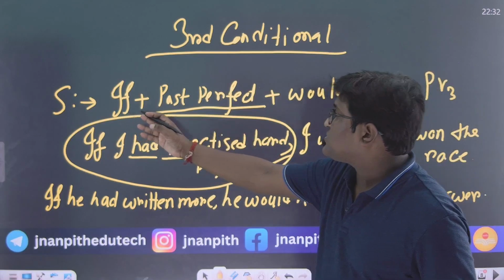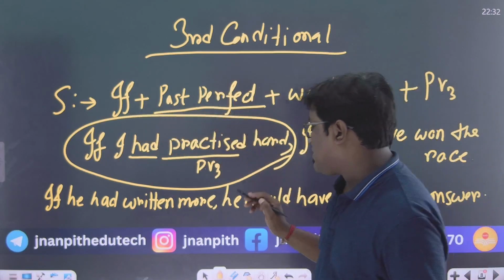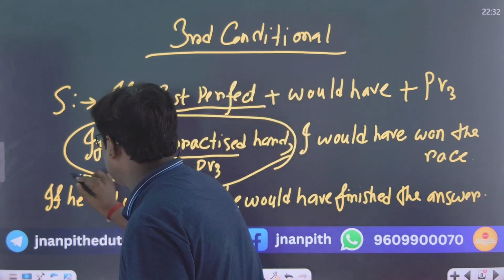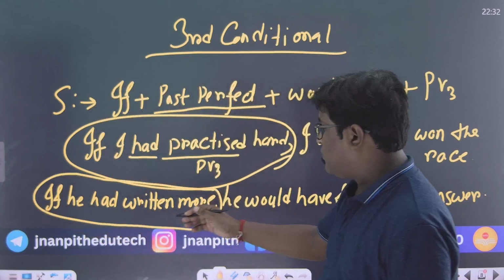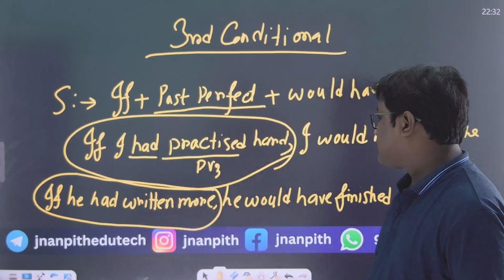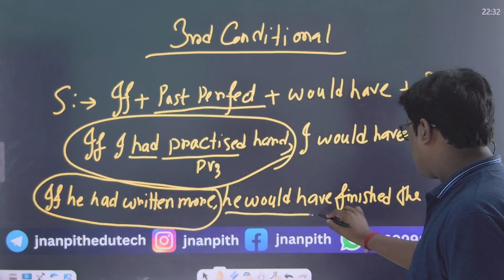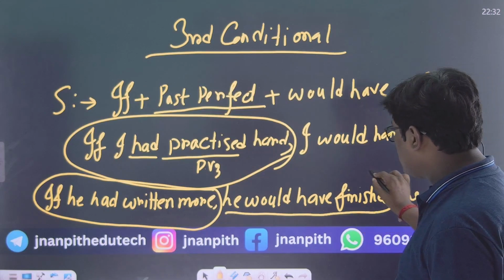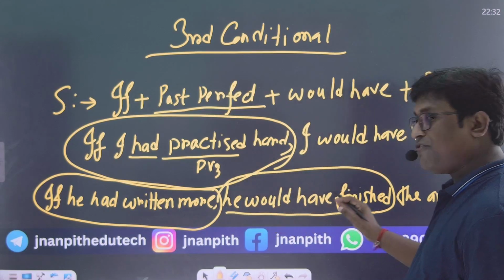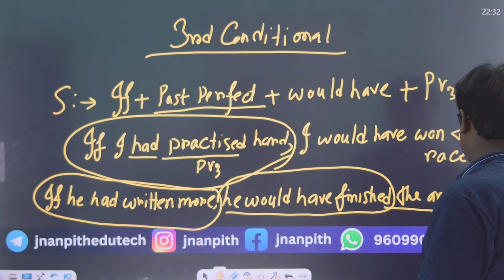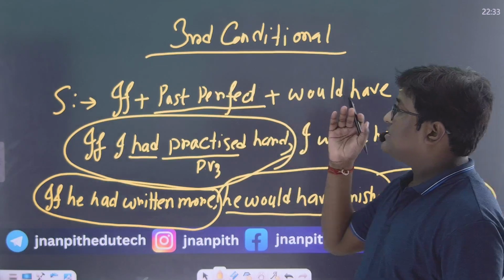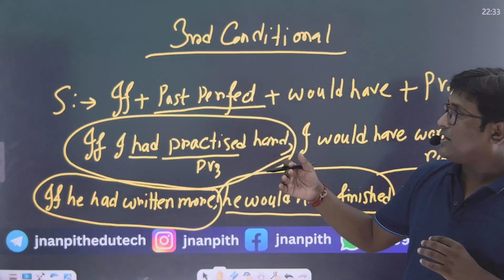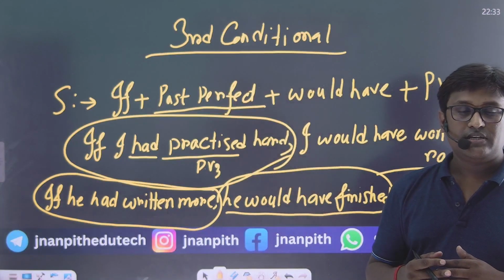What is said in the structure part? If plus past perfect. Just have a look at this. If he had written more, this is in past perfect tense. And the remaining part, what have we used? Would have finished. He would have finished the answer. So in terms of third conditional, the structure will change.